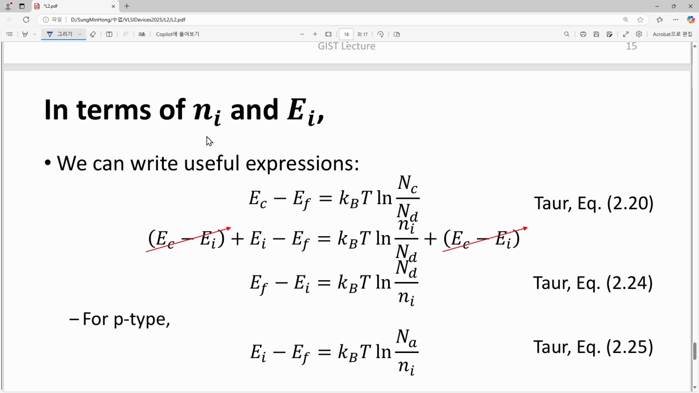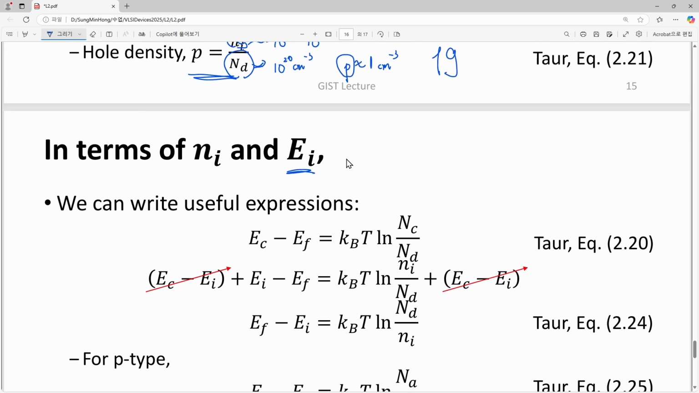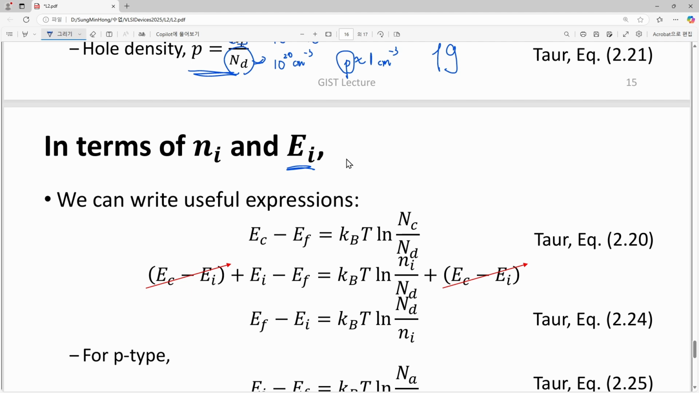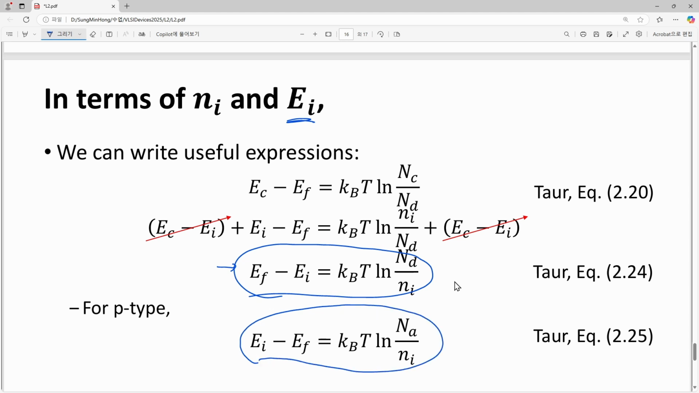Now, previously we introduced ni and Ei into the formula to express our electron density and hole density. By using that expression, you can easily find this form. This form is quite useful, and it is also useful for p-type semiconductors where acceptors are dominant, while here, in n-type semiconductors, donors are dominant.